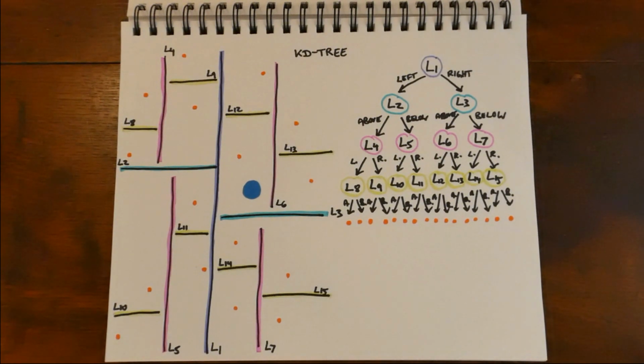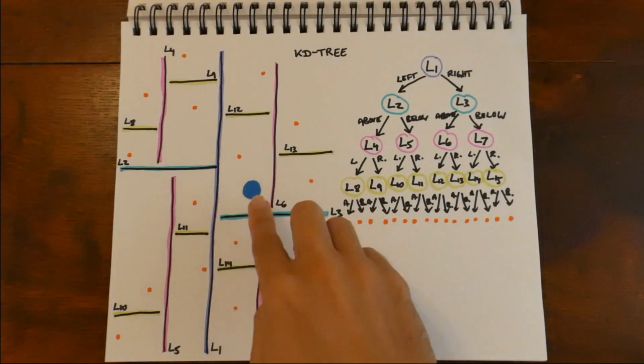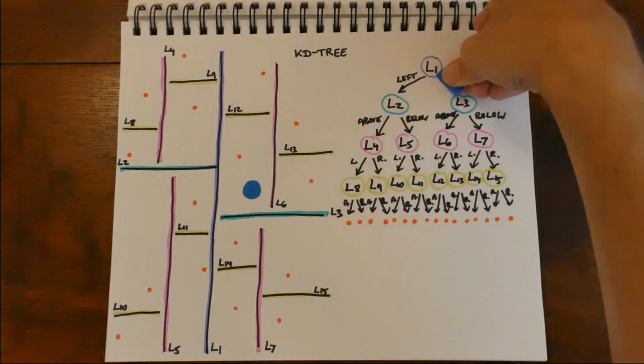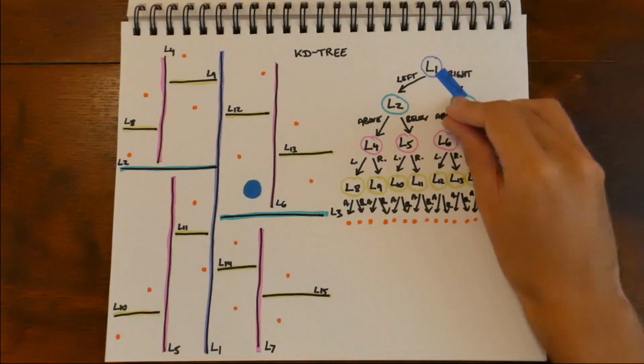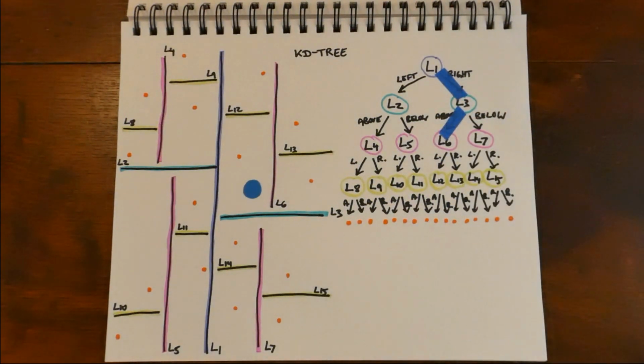Well, it turns out my query point is to the right of L1, so I go down the right branch of this tree. And then the next question would be, am I above or below L3? Well, Q is above L3, so I follow the above path in the tree.